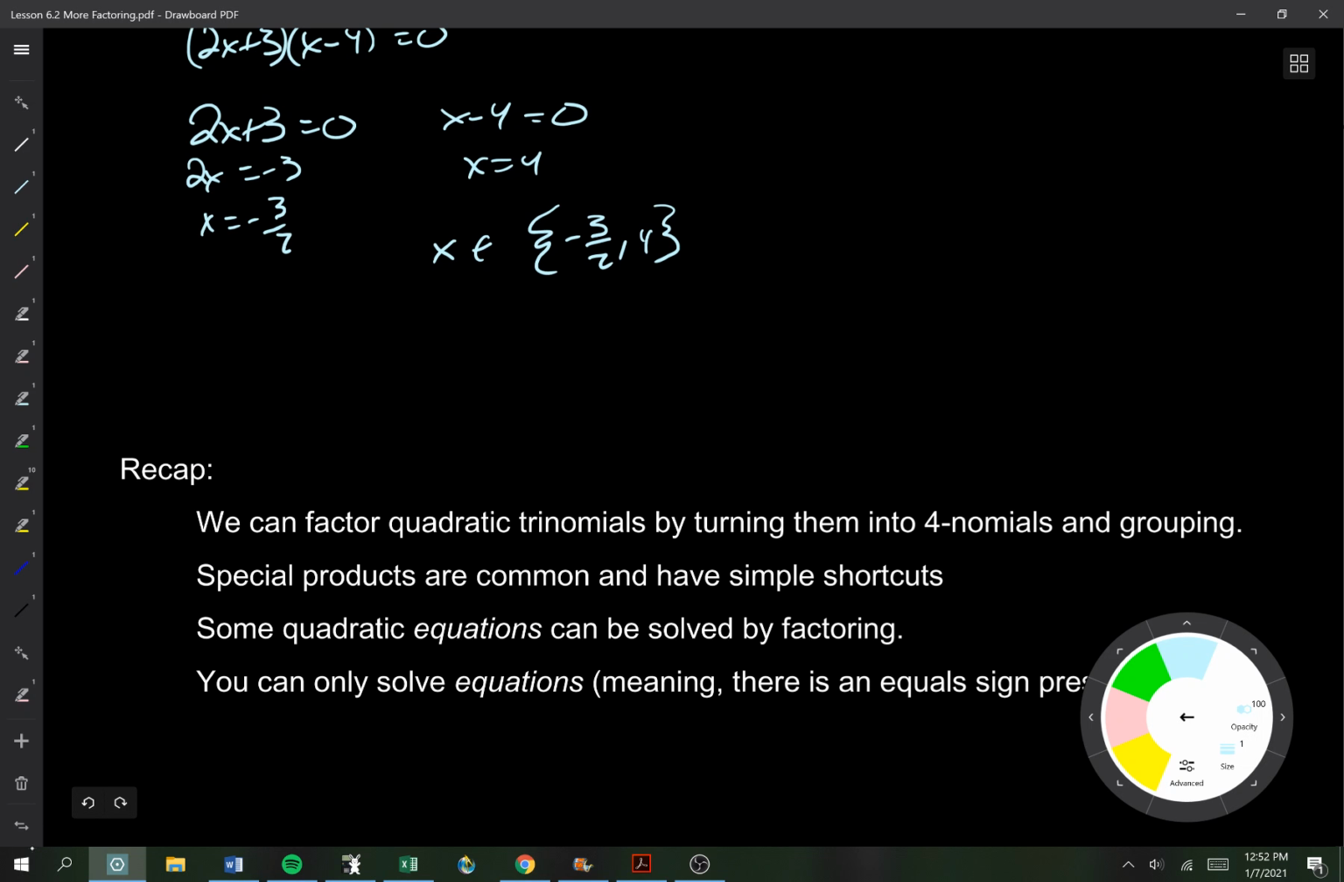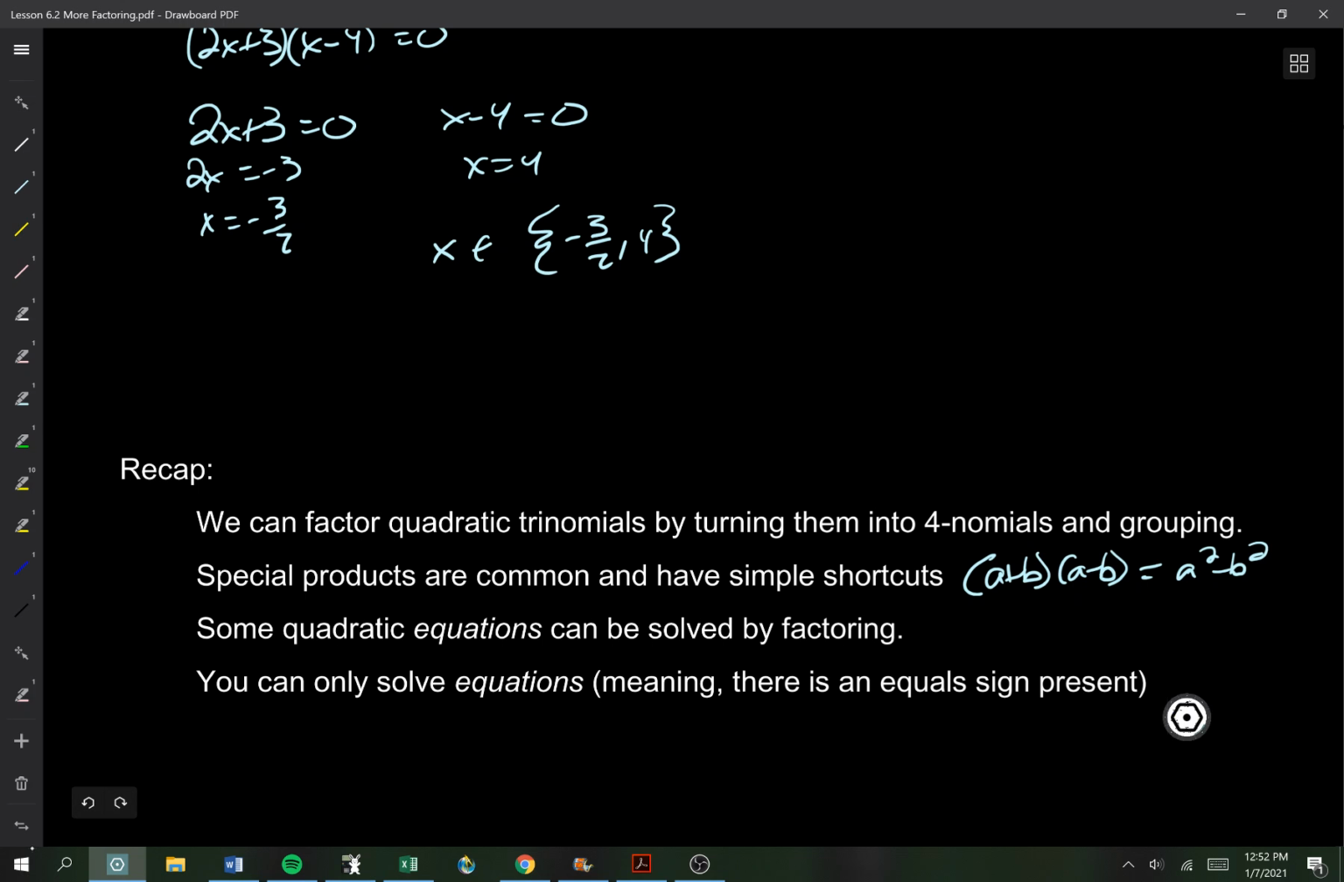Okay, so to recap, we can factor quadratic trinomials by turning them into quadnomials and grouping. Special products, like a plus b times a minus b, which comes from difference of squares, are very common and have simple shortcuts. Some quadratics, but not all, can be solved by factoring. And you can only solve equations, meaning there's an equal sign present. You can't solve if you don't have an equation.